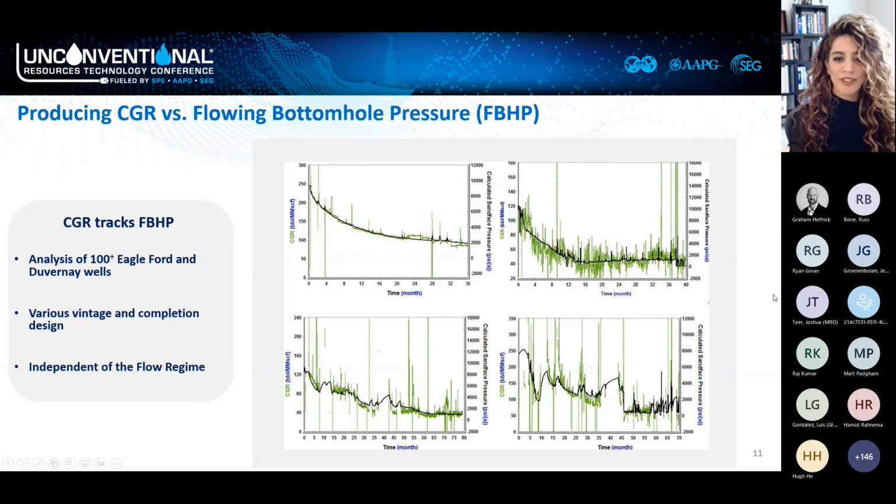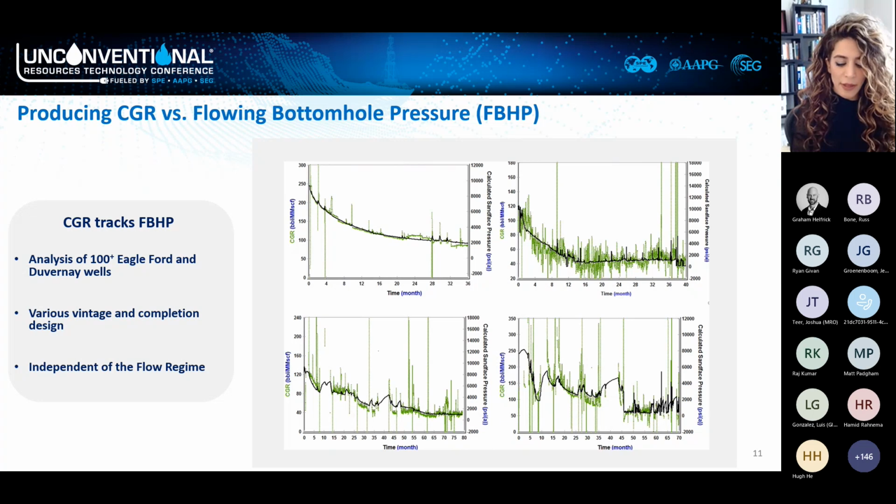And what you can observe from every single one of these is how closely CGR tracks bottom hole pressure. So after having observed and explored this correlation between flowing bottom hole pressure and CGR, the next step was to understand now, if bottom hole pressure is tracking so closely, and bottom hole pressure obviously is derived by the choke management, how would the choke itself correlate with CGR?